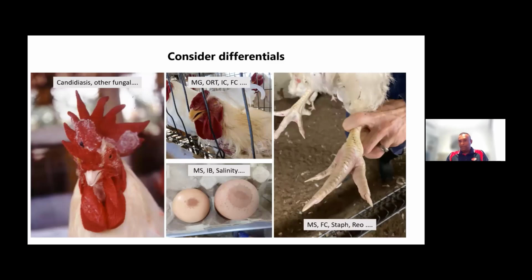It can be a fungal disease that is happening on a rooster's combs. It can be different bacterial diseases causing respiratory challenges. It can be eggshell abnormalities that you're seeing, or just a slight swelling of the feet, which can be an indication of chronic fowl cholera that's happening.